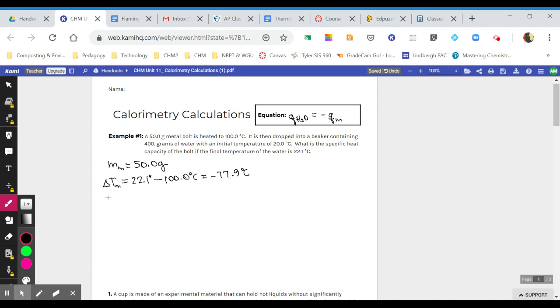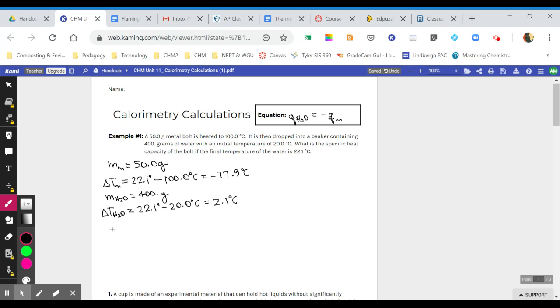We're also then given the mass of water. So we'll have mass of H2O, which is 400 grams. And then it tells us the initial temperature of the water, so we can also do delta T of the water. So again, the final temperature of both the water and the piece of metal is 22.1 degrees Celsius. The initial temperature of the water was 20 degrees Celsius. So the difference here will be 2.1 degrees Celsius.